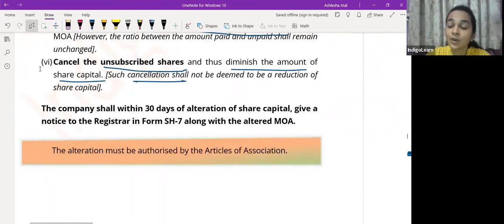Okay, and also whenever there's any alteration in the share capital, the registrar has to be informed within 30 days of the alteration by filing form SH-7. And when alteration happens in capital, the memorandum will also change.